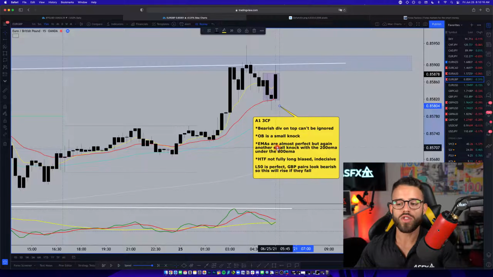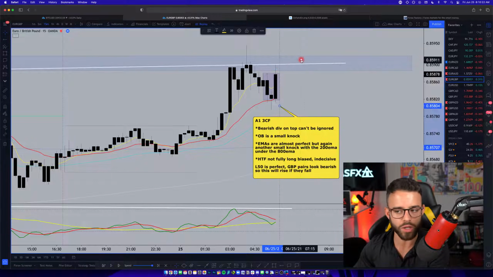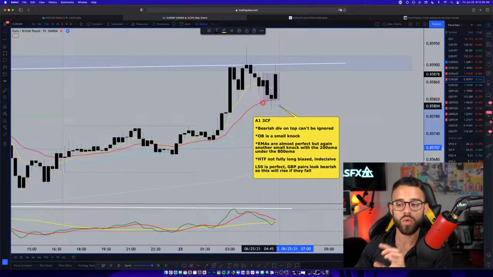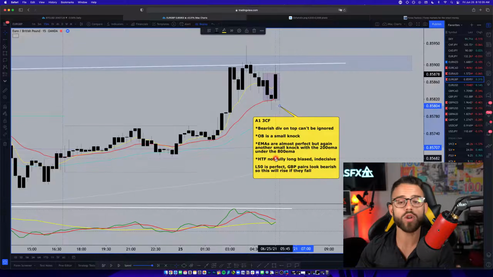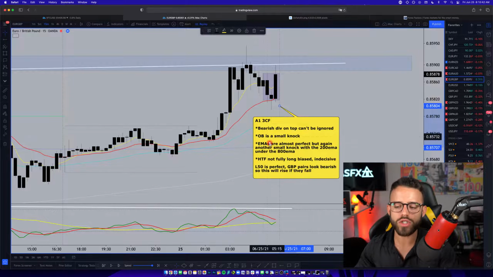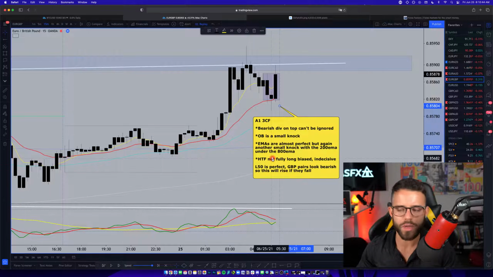To me, the most serious knock is the bearish divergence and the horizontal zone in our way, because it easily could just chill in this zone, maybe move up a little bit, down, up, and then end up coming lower. So that's the first and most serious knock. These other knocks, the EMAs that could be better, the overbought, and the higher time frames not being fully long biased, are smaller, less significant knocks. But because there's three of them, I can't just ignore them. So we really have to default to calling this a C setup.